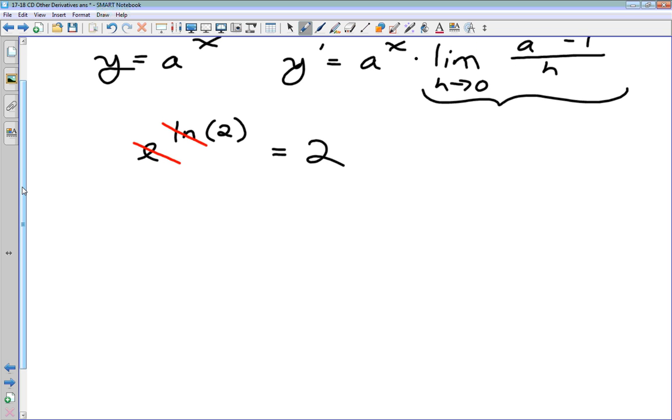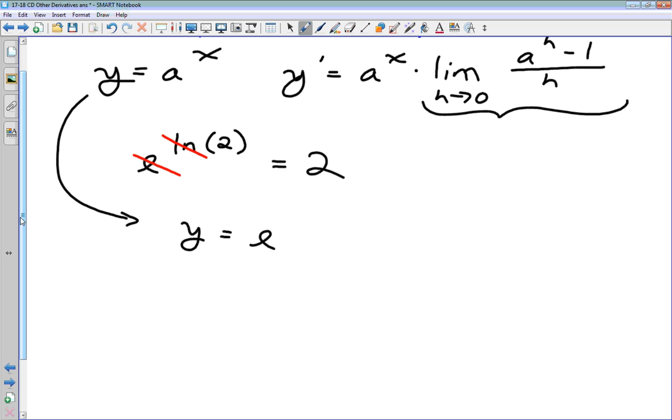So I'm going to use that trick, and I'm going to rewrite this function here, y equals a to the x, as y equals e to the ln of a to the x. Okay, so I've gone from y equals a to the x, I've stuck in an e, and I've also stuck in a ln, which basically cancel each other out. Now, I've made my function more complicated. So why would I do this?